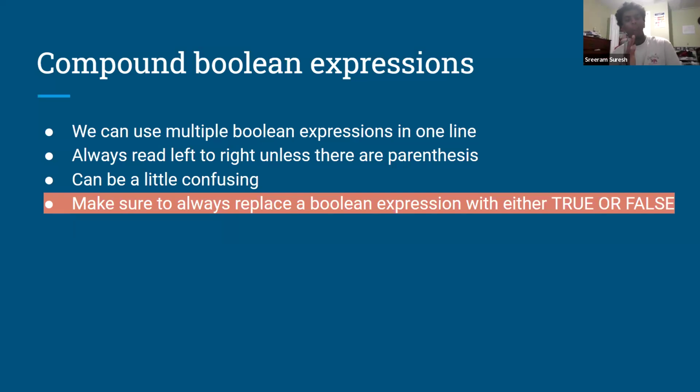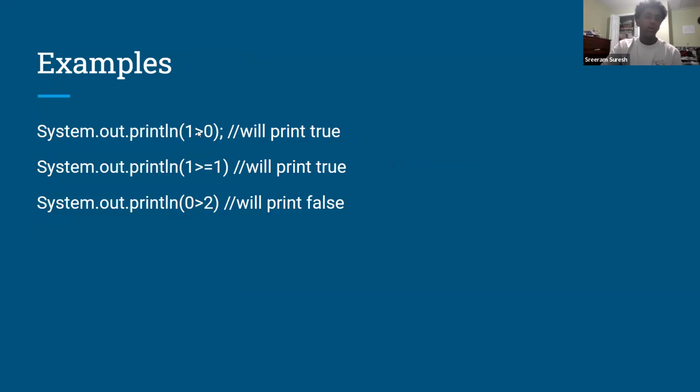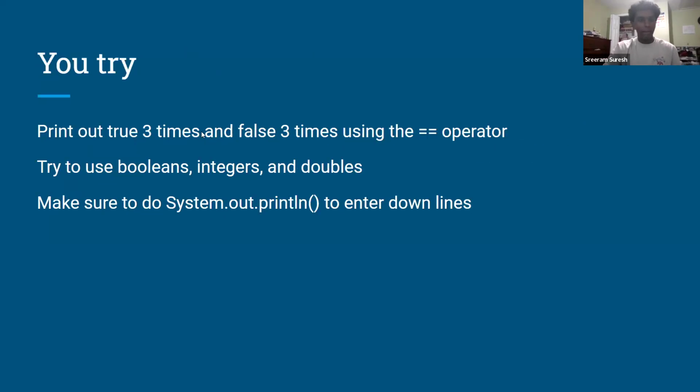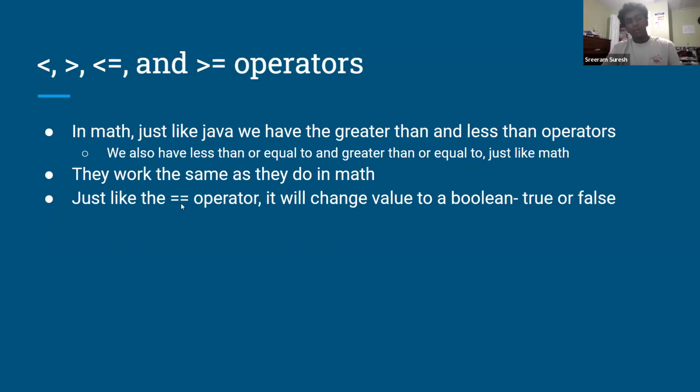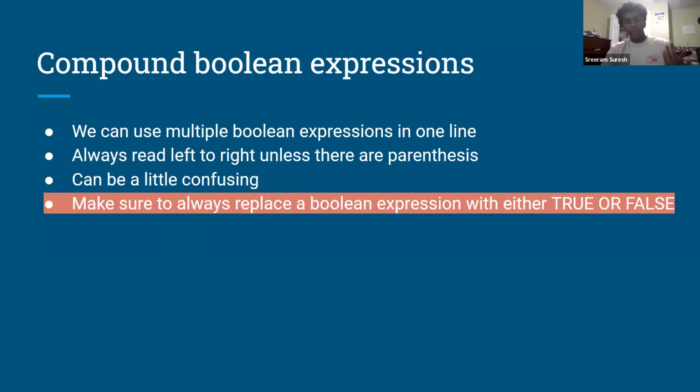What a compound Boolean expression is, is that we can use multiple Boolean expressions on one line of code. If you see here, we only have one Boolean expression. We have 1 is greater than 0. If we look back at our old examples, we have true is equal to true. There's only one Boolean expression. But what if we have multiple? You might be thinking, how is that possible? But we're going to see.